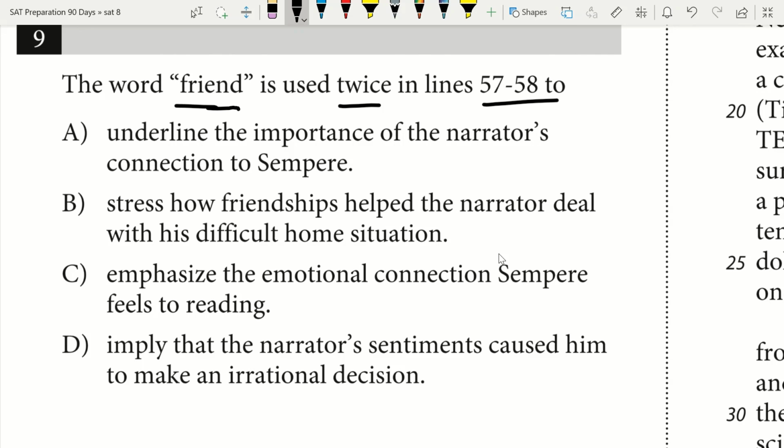Now in this case, it's a little bit less of a big picture question. This type of purpose question, you may not see the word purpose in here. Obviously the word purpose isn't in here, but it's still a purpose question because it's asking us for the purpose of including the word friend. Why are we including friend twice in lines 57 to 58? So a purpose question doesn't always have to include the word purpose. Sometimes you just have to realize that it's asking you for what the purpose of doing something is. Why is the author including the word friend twice in lines 57 to 58?